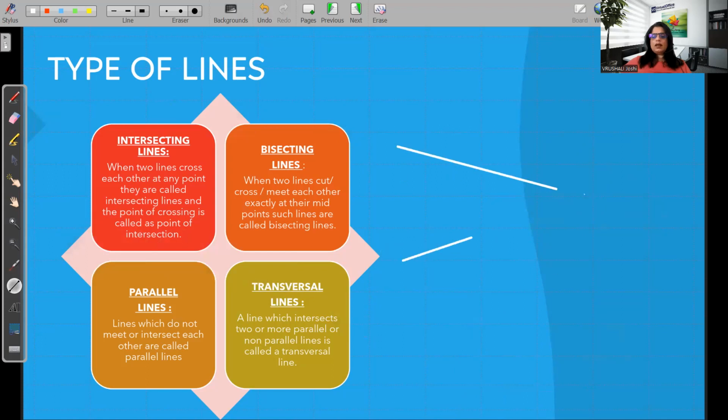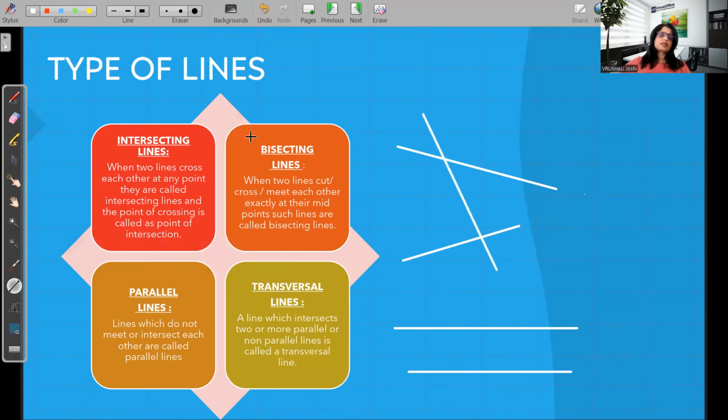Suppose we have these non-parallel lines and these parallel lines, correct? Now the red line, this red line here, the line which is intersecting the two lines, is called the transversal. Here, this red line is called the transversal. A transversal is a line which intersects two or more parallel or non-parallel lines, correct? That kind of line is called a transversal. This is a very important line, and we will learn more about transversal going ahead.